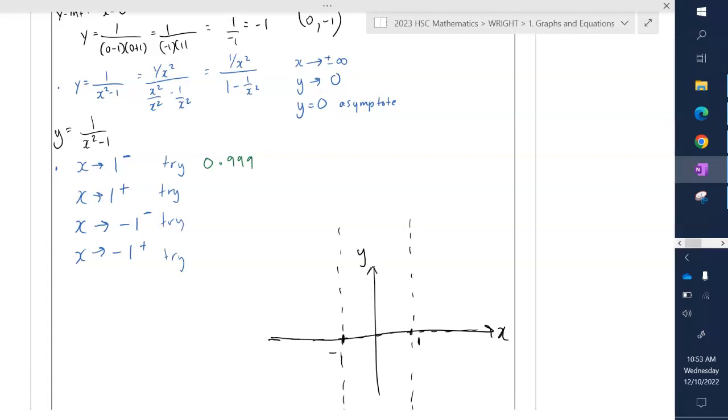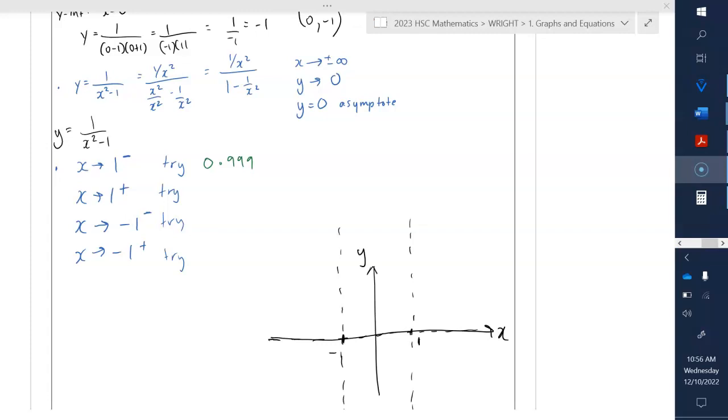What's happening there? If you want to quickly sketch that graph, we're seeing what's happening as x goes towards 1 from the negative side. So if I pop 0.9999 in there, I'm going to get 0.9999 squared minus 1, and I'm going to divide 1 by that. What you'll end up with is a number that's smaller than 1 squared, take away 1. So we'll get a negative on the bottom line, but a really tiny number. So 1 divided by a tiny, tiny negative number means we're going to get negative infinity.